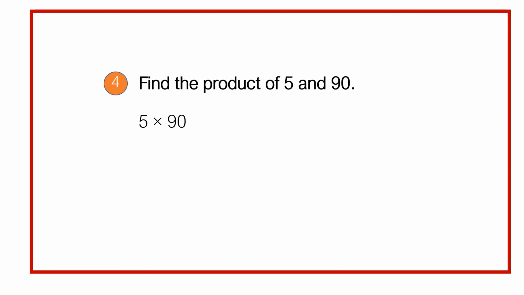And to do it easily, we can first of all get 5 times 9. 5 times 9, we will get 45. Now, we get 5 times 90. We will just bring a 0 to the ones place, and we get 450. So this means that 5 times 90 equals 450.